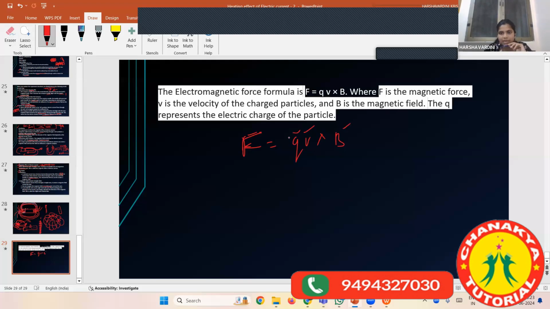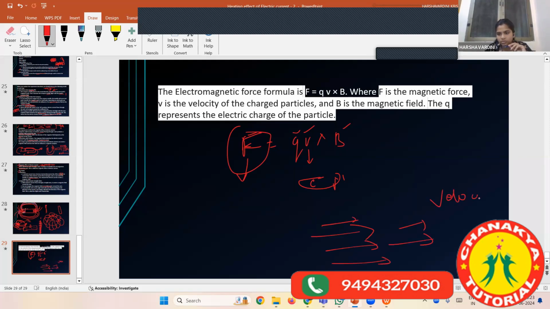F is the magnetic force that you are going to test now. So whatever Rishit asked, the question is force. How much force? V is the velocity of the charged particle. Charged particles are nothing but electrons and protons, positive, negative, mostly electrons. Velocity means the rate of flow, how fast the charged particles are flowing. And B is the magnetic field.